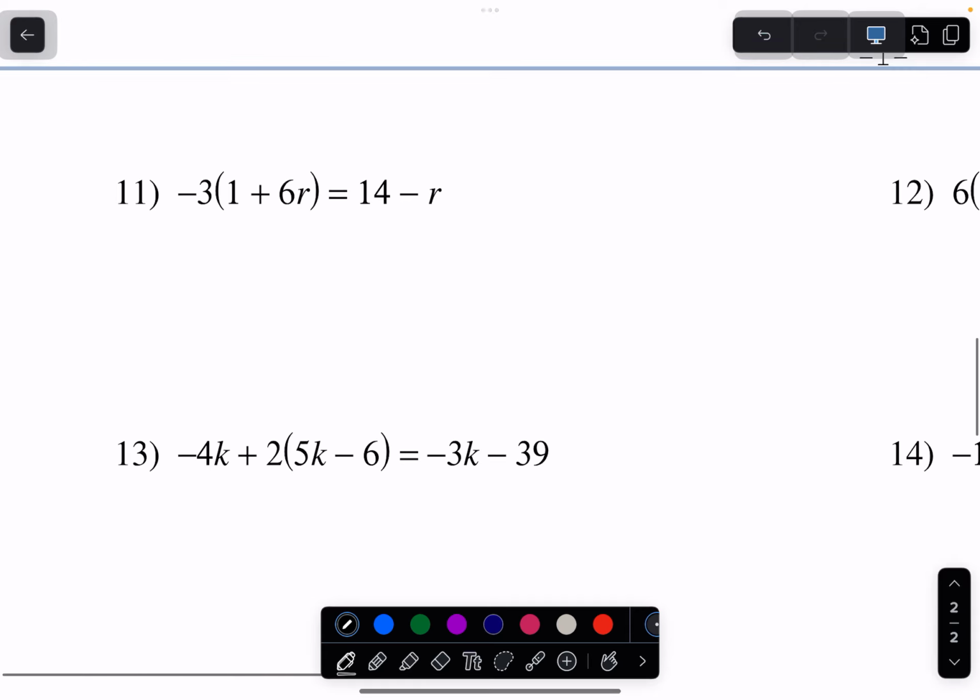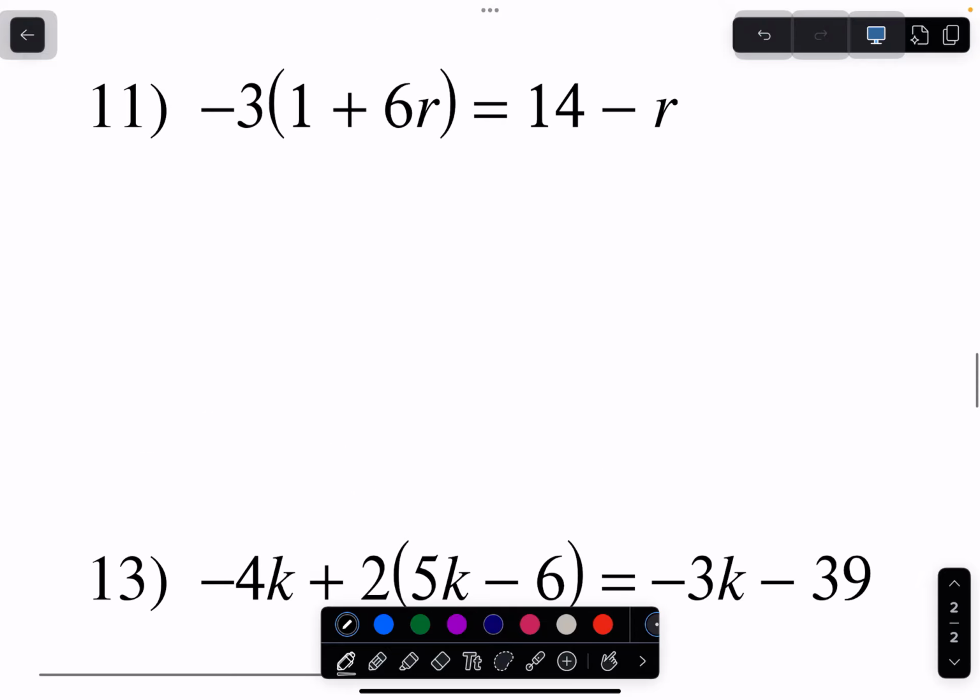Let's take a look at 11. Now, this is our first equation that has a variable on both sides. We still want to use the technique. Let's go ahead and simplify both sides as much as possible.